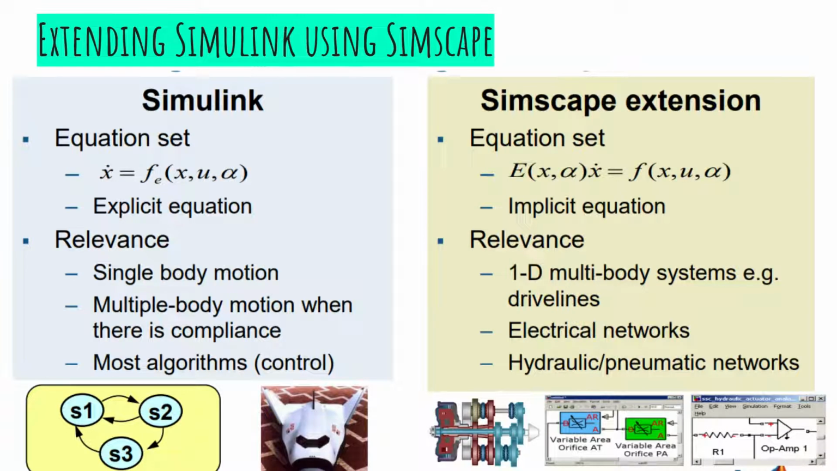So, what is the difference between Simulink and Simscape? You can see Simulink deals with explicit equations while Simscape deals with implicit equations. Simulink is relevant when we are dealing with single body motion, multiple body motion, and most of the control algorithms. Simscape specializes in the simulation of 1D multi-body systems, for example drivetrains, and electrical, hydraulic, and pneumatic networks.